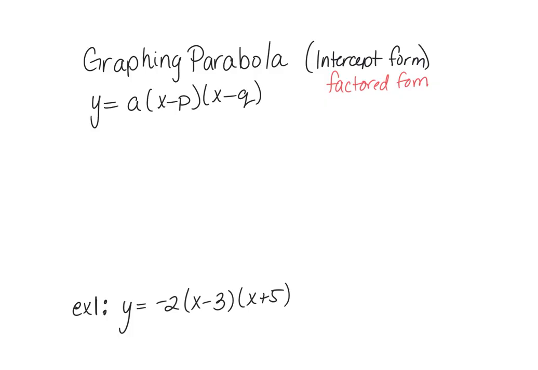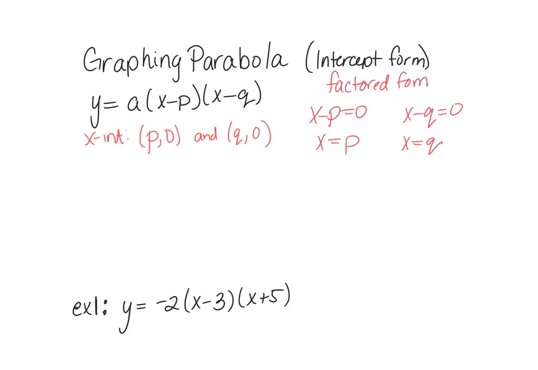Your intercepts come from taking x minus p equals 0, so x equals p, and x minus q equal to 0, x is equal to q. So we get our x-intercepts, p comma 0 and q comma 0. Okay? They are two separate points.